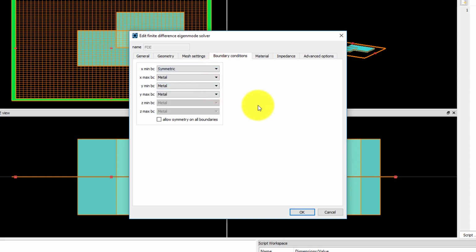Making the correct choice of symmetry versus anti-symmetry can be confusing, so we recommend starting without using symmetry. Once you can find the mode of interest without symmetry, try enabling symmetry. If you select the correct option, you should find exactly the same mode, although some of the other modes may disappear from the list if they have different symmetries.